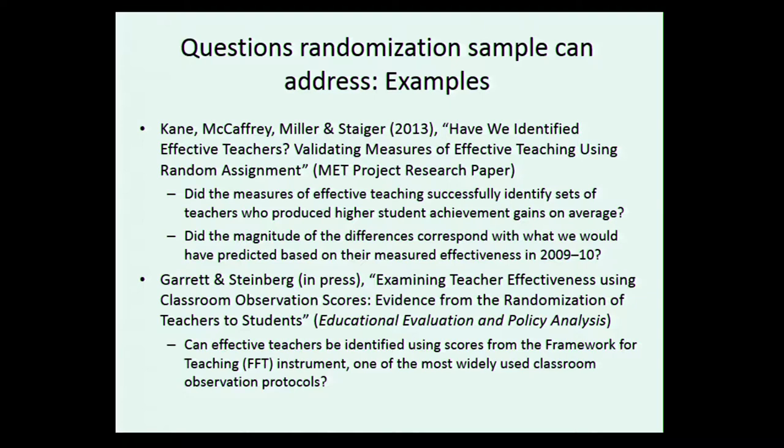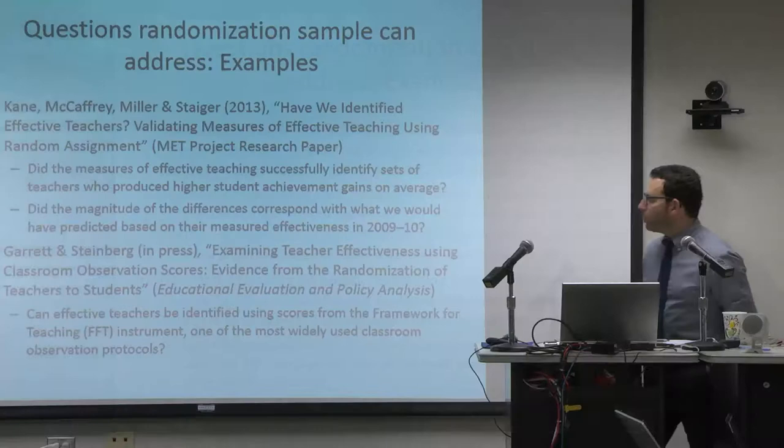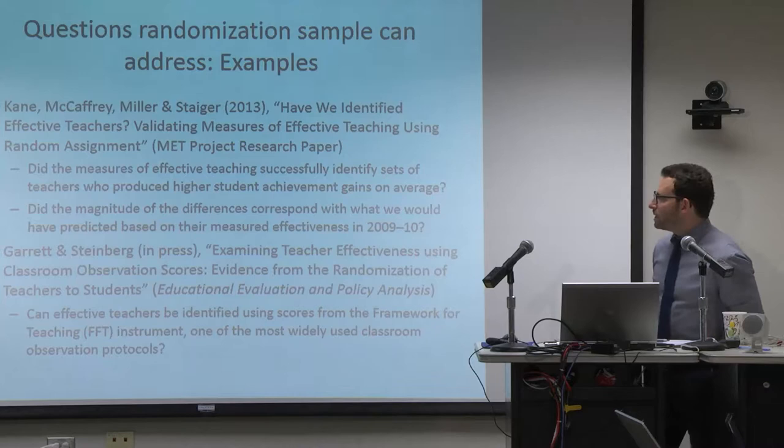So certainly Tom Kane and Doug McCaffrey and Trey Miller and Doug Staiger's paper, if you haven't read it before you do anything with the randomization sample, that's a must read. That's a bestseller, right? So be sure you're very familiar with what they've done and how they've done it, because it gives a lot of insight into what you can learn from the randomization sample, right? And so what they did in this paper was ask first, did measures of teaching successfully identify sets of teachers who produced higher student achievement gains on average, right?